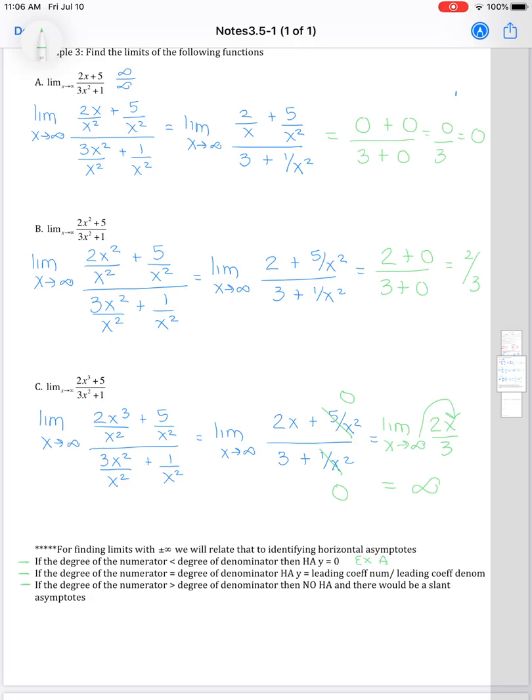So they match up. For the second one, if the degree of the top and the bottom are the same, then we should have a horizontal asymptote equal to the leading coefficient of the numerator over the leading coefficient of the denominator. So if we look at B, they're both x squareds, top and bottom. So our answer should be y equals 2 over 3, which if you check, that is our answer for limits. And for the third type, if the degree of the top or the numerator is bigger than the denominator, then there is no horizontal asymptote.